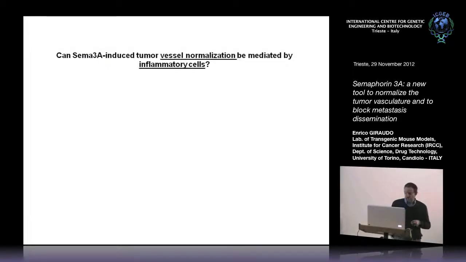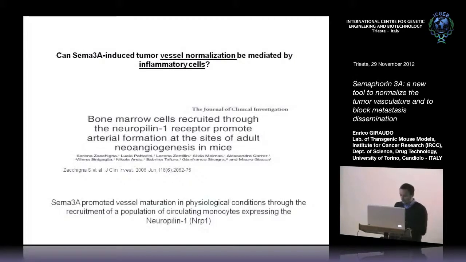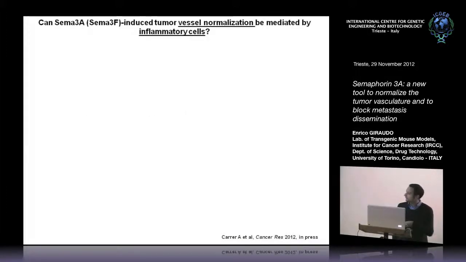And this data came, first of all, from Mauro's group, who already in 2008 were the first to describe that SEMA3A was able to promote vessel maturation in physiological conditions by recruiting a monocyte cell population expressing neuropilin-1. And then they moved forward in a more pathological setting. It's a paper that you already know is in press in Cancer Research, very interesting.